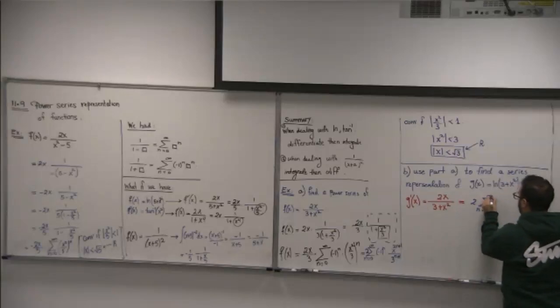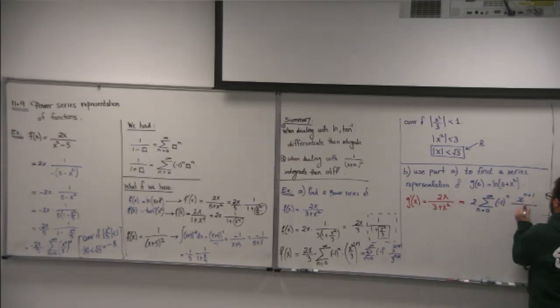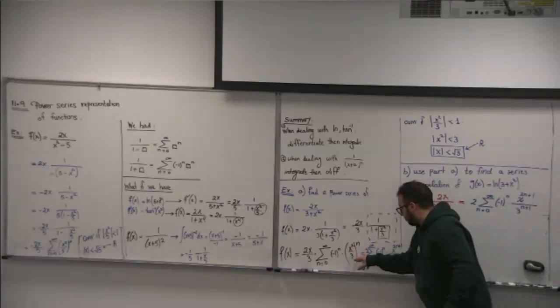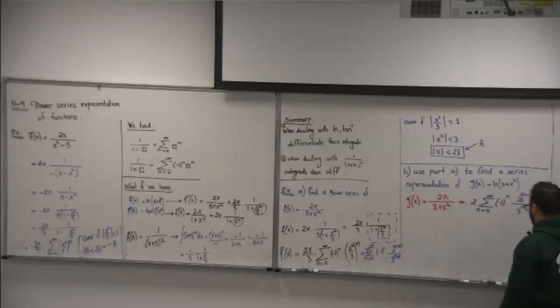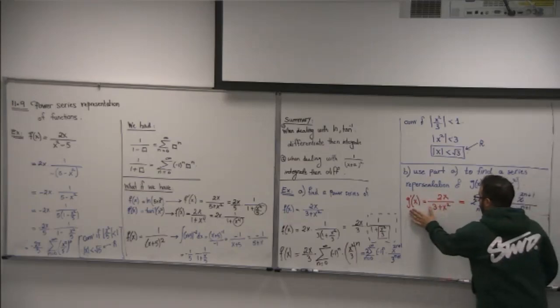Okay? And that series is 2 times the sum from n equals 0 to infinity of minus 1 to the n, x to the 2n plus 1 divided by 3 to the power n plus 1. Because this, I just did in part A. Okay? I just simplified. I expanded the power and then inserted the stuff inside. Okay. This is the series expansion of g prime.